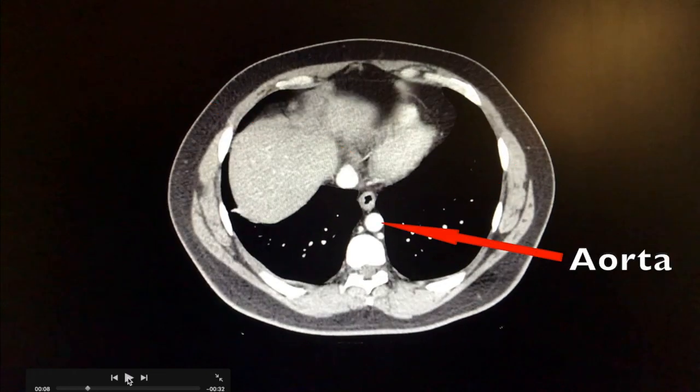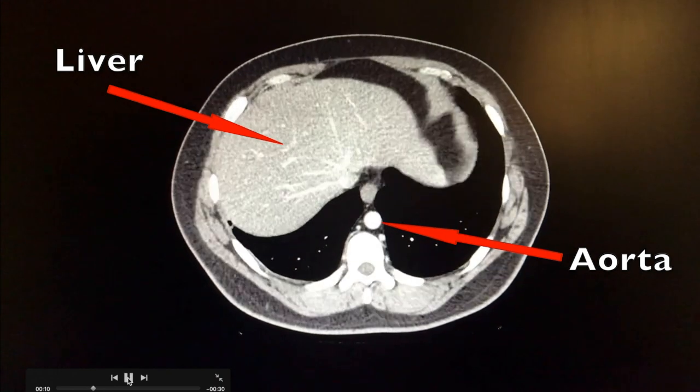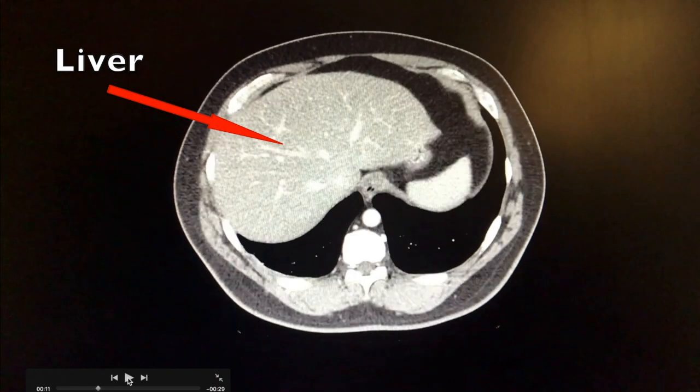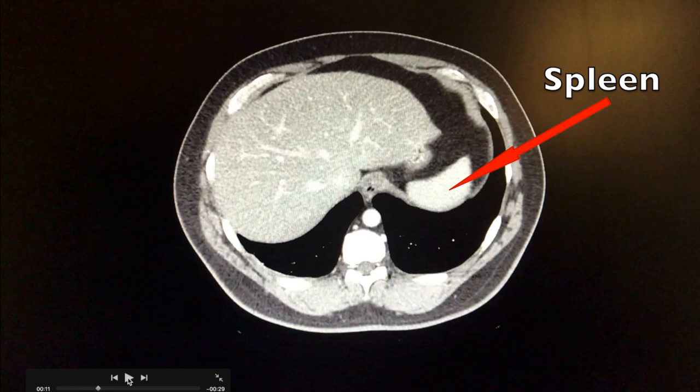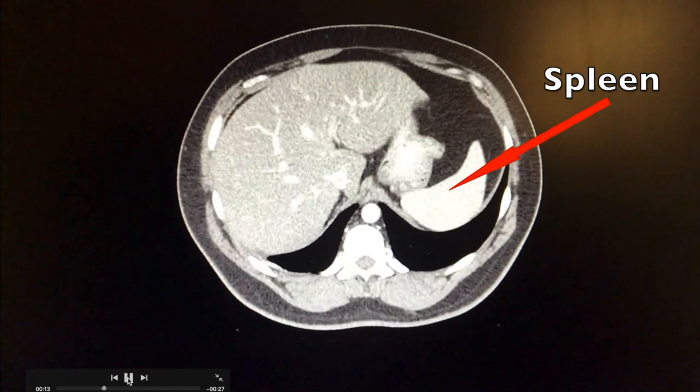As we scroll down, the liver starts coming into view. And as we scroll down even further, we see that the liver starts to replace the lung as the most predominant thing on the screen. We start to see over on the right hand side the spleen come into view. It's very bright, which is a good indication that it's a supravascular organ since we're under IV contrast.